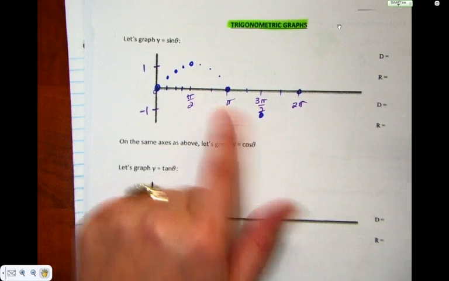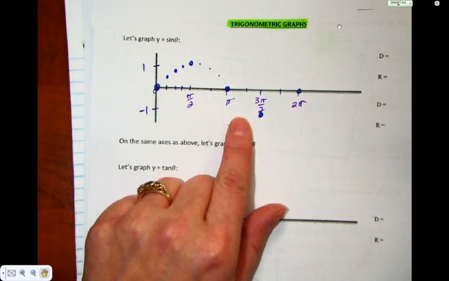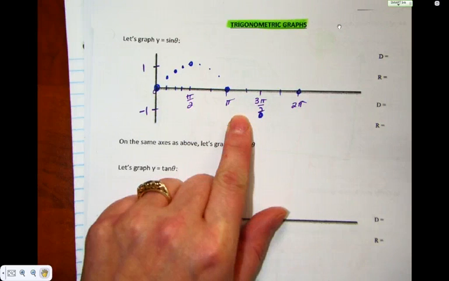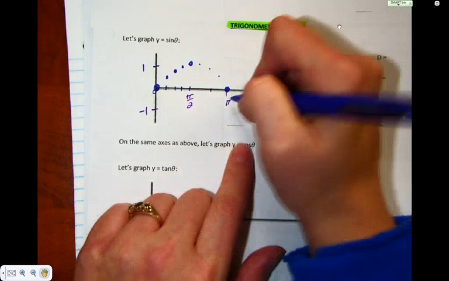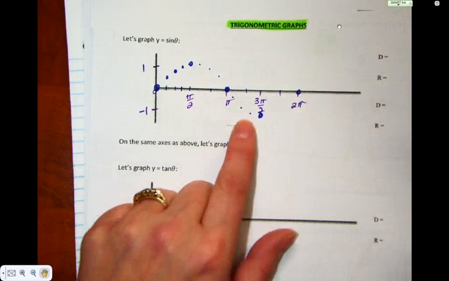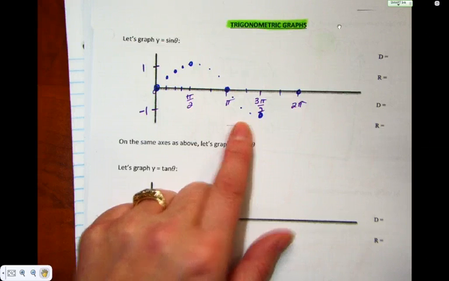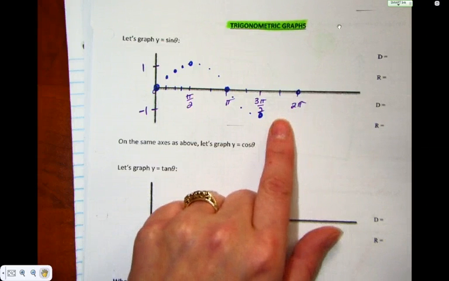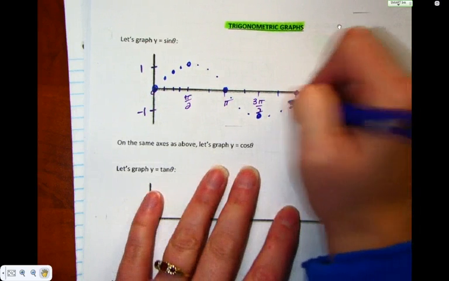Okay, between pi and 3 pi on 2 is quadrant 3. So we know they're the same values as quadrant 1 and 2, except they are negative. So they're going to be below the x-axis. And between 3 pi on 2 and 2 pi is quadrant 4. So they are going to be negative, so below the x-axis.